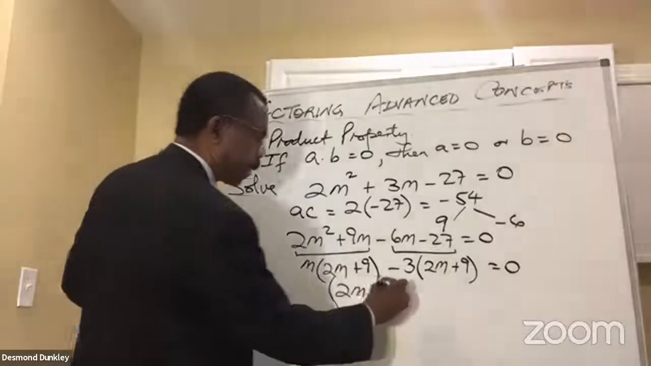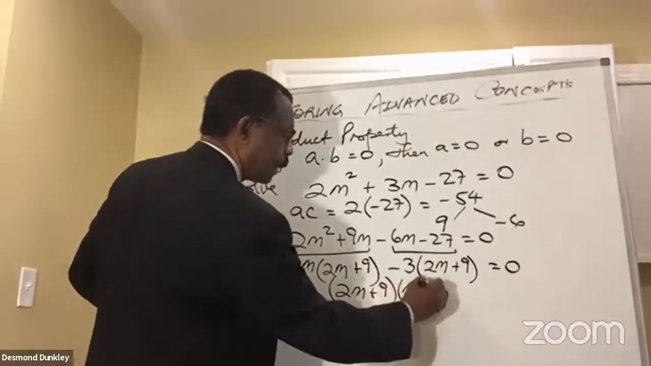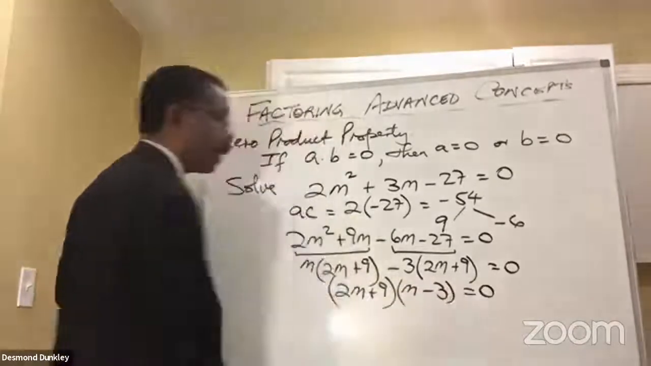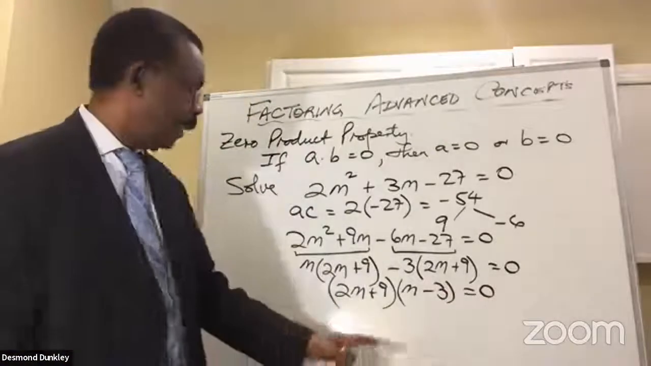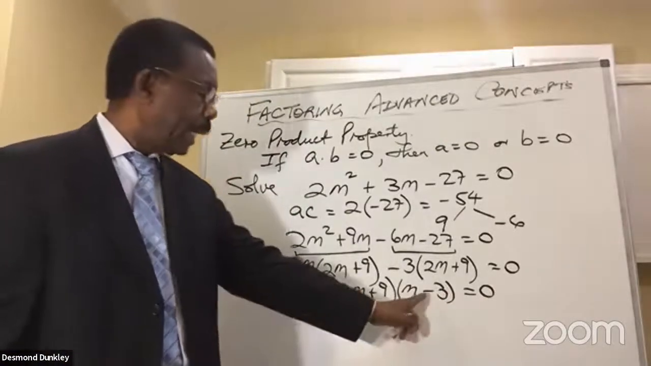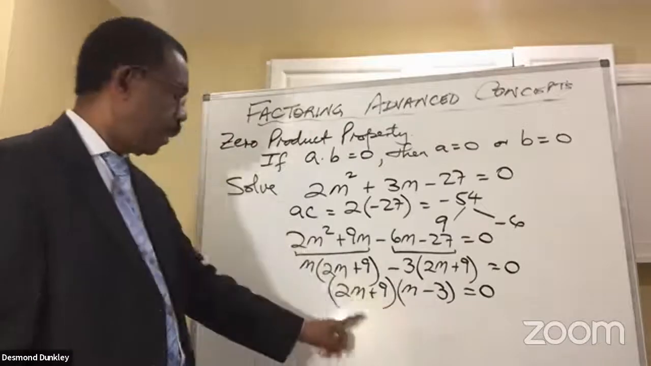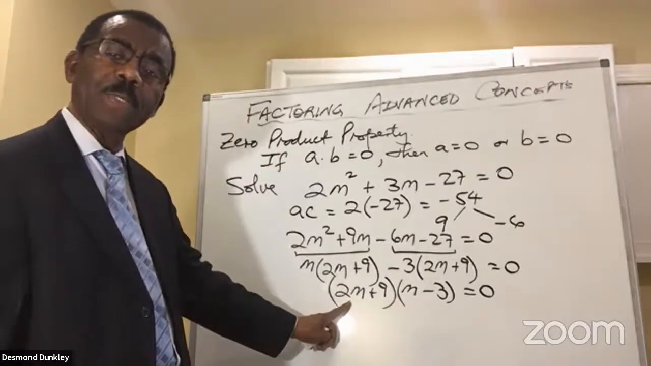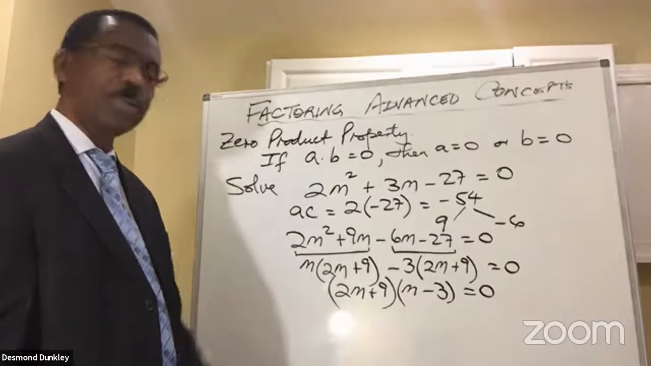So this is common to this, so we put 2m plus 9 times m minus 3. And now we can use the zero product property. We get m equal to 3, and this one gives us m equal to -9/2.